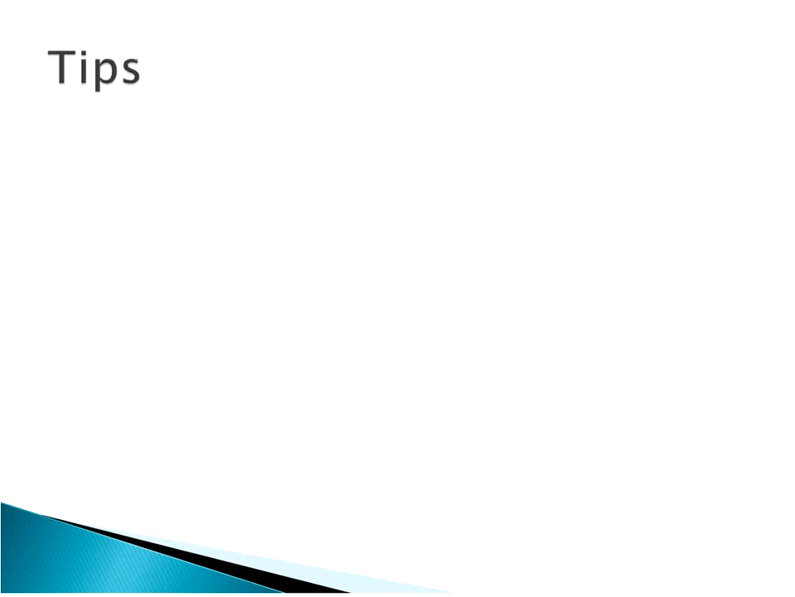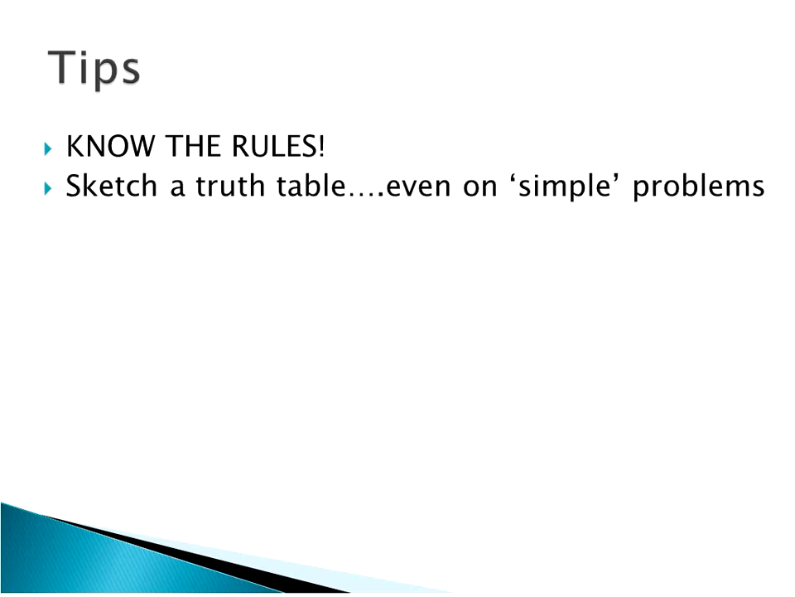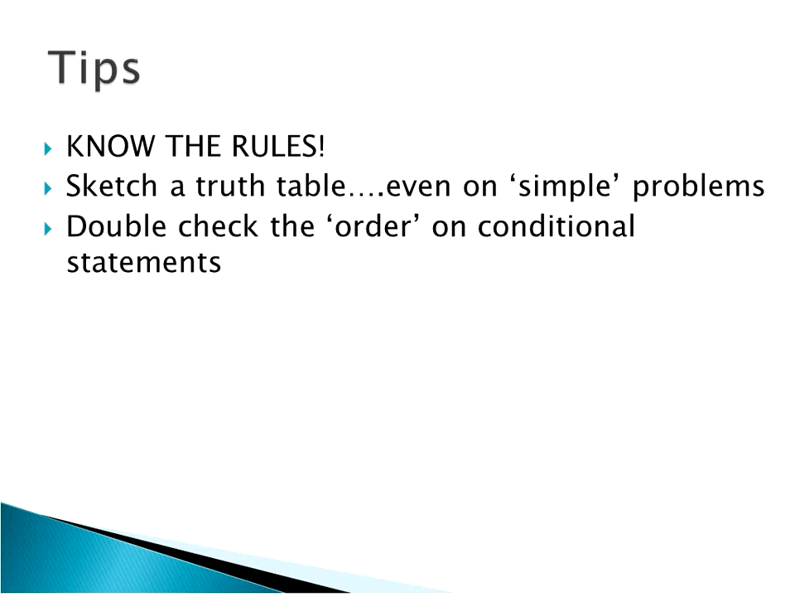So to finish up, let's talk about a couple of tips. One, here we go again, know those rules, memorize them. The second tip would be, even if it's a simple problem, I would suggest sketching the truth table. I think visualizing is very, very helpful, especially on the if-thens when the order matters. Okay, and as I said, double check that order. Be sure you're looking at the truth values in the correct order when you're determining your final truth value.